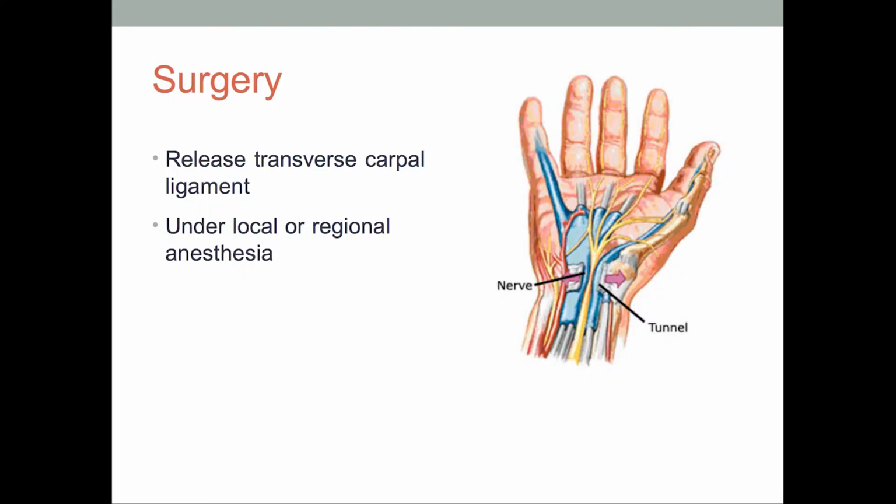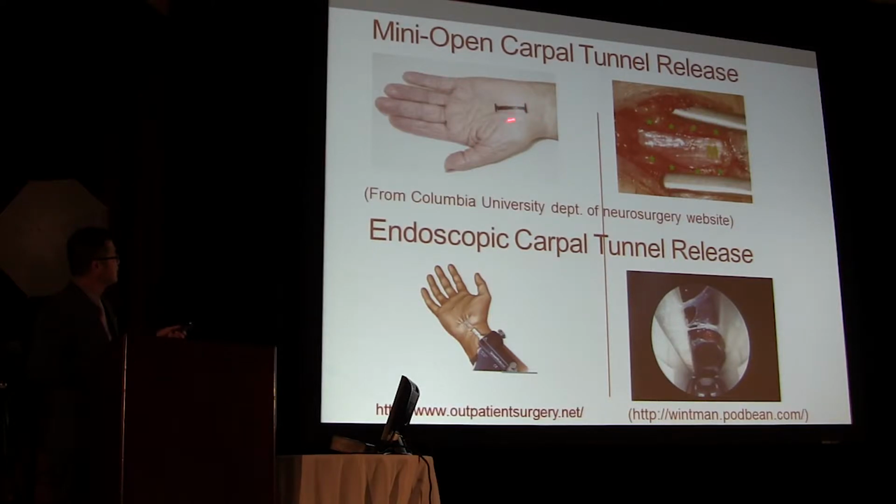Surgery is we release the transverse carpal ligament, which can actually be up to 1 centimeter thick. It could be really, really thick. And you could do this under local or regional anesthesia. The surgery is basically in between the thenar compartment and the hypothenar compartment, somewhere in the middle there. And you could do open release, or you could also do endoscopic release, okay? I know there's some data out there that says you get back to work a little bit faster, but in reality, there's no big difference between endoscopic or open carpal tunnel release.